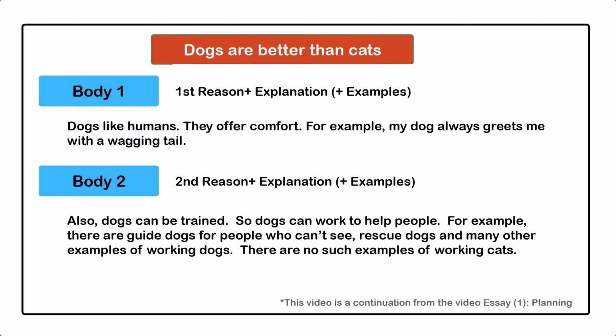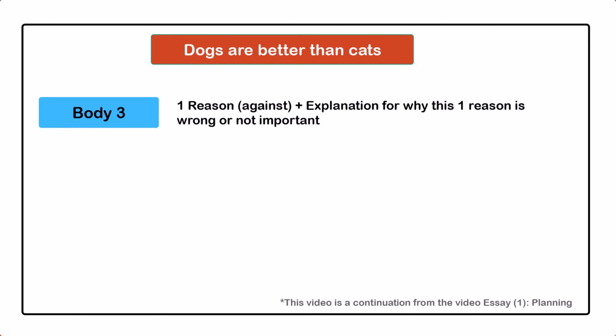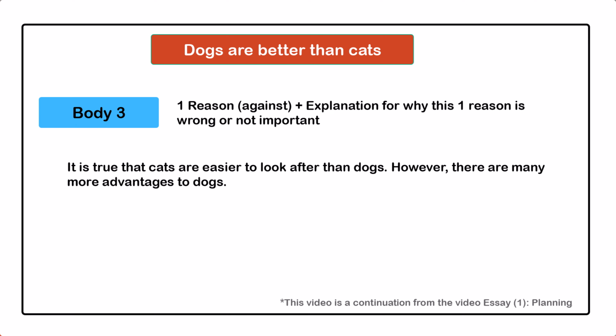Body paragraph 3 is a little bit different to body paragraphs 1 and 2. The point of body paragraph 3 is to say why anyone who disagrees with your opinion is wrong. So for it, you just give 1 reason against your opinion, and then you say why that reason is unimportant. Like this: it is true that cats are easier to look after than dogs.